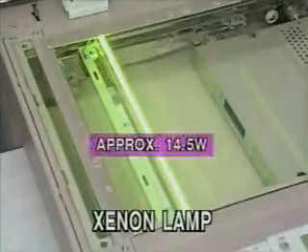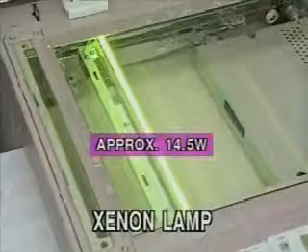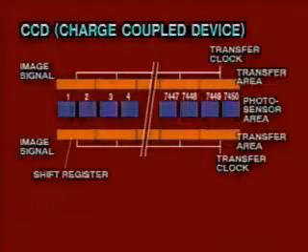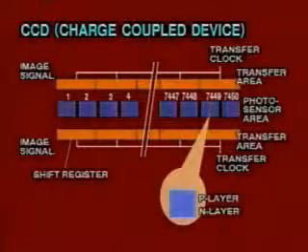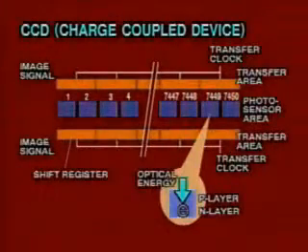A xenon lamp, whose power consumption is about 14.5 watts, is used for exposing the original and is controlled by on-off DC circuits. Pitch in the photosensitive element of the CCD corresponds to scanning track density. The CCD in the DP1600 has 7,450 elements for a resolution of 600 dpi.